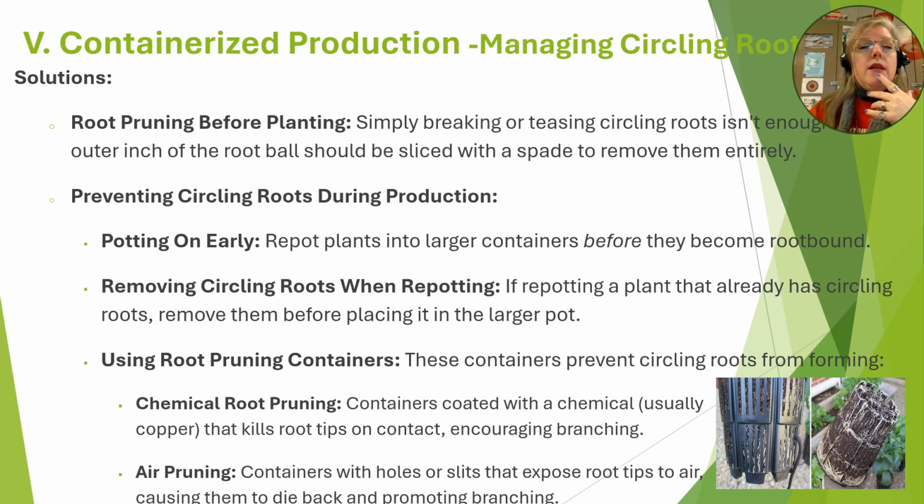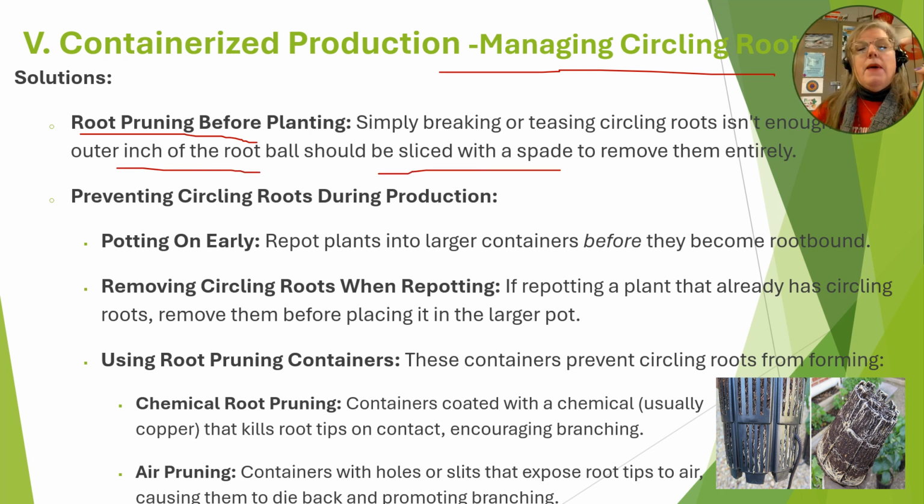All right, so some of the solutions to this circling root problem. You do root pruning before you plant it. You just break up and tease the circling roots. You don't have to, just kind of pull them apart. The whole outer inch of the root ball has to be sliced with a spade to remove them entirely. So the smaller plants you can tease out like this, but bigger plants you're going to have to cut the whole outer inch, and that of course is going to be a lot of stress on the plant.